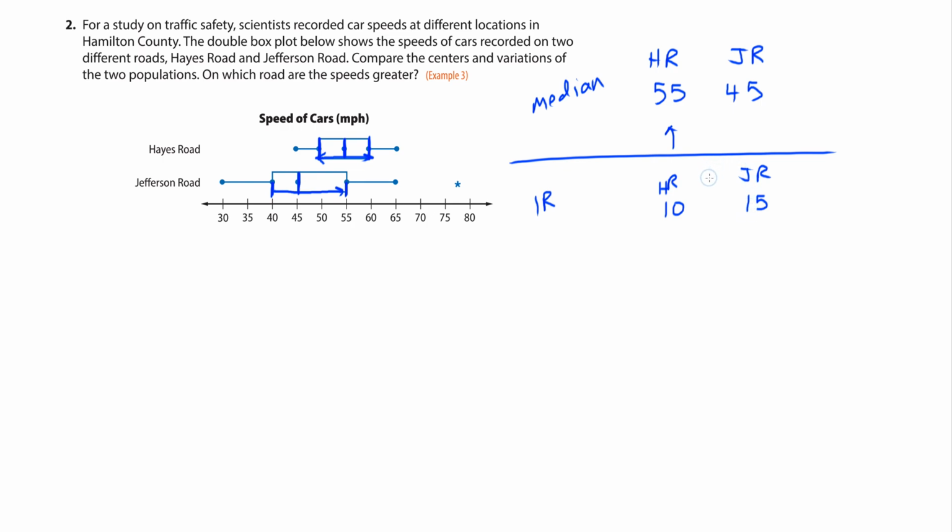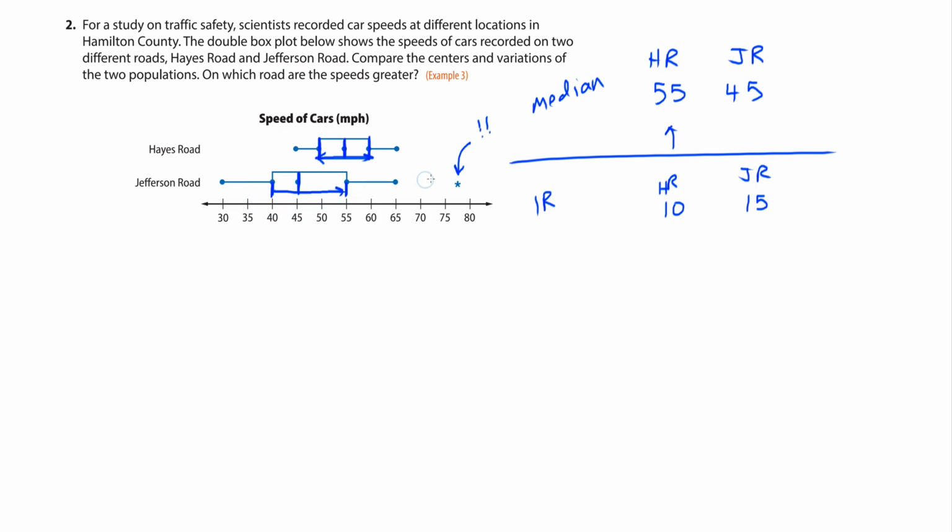So we have, in general, the cars are moving faster on Hayes Road. However, the interquartile range tells us that the cars are moving at a much more varied speed on Jefferson Road. Additionally, we have this crazy person here going between 75 and 80 miles an hour when everybody else is going mostly between 40 and 55. This is not very predictable.